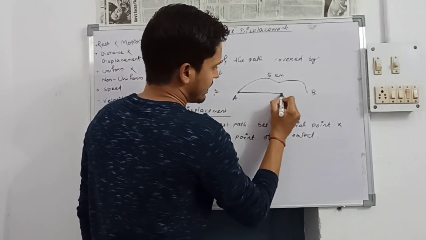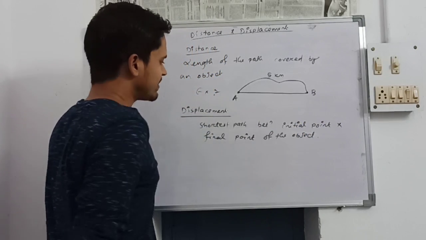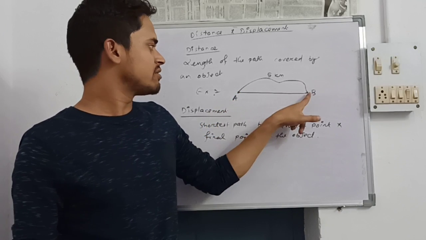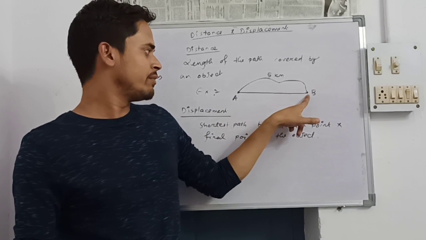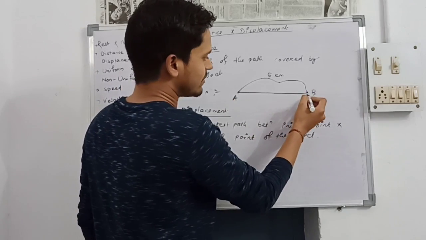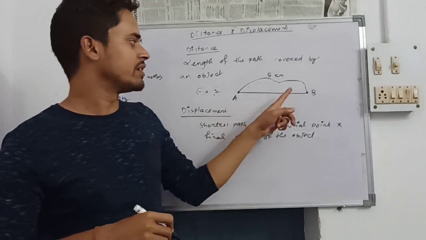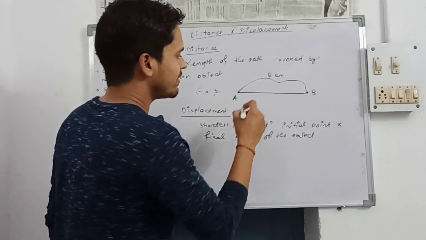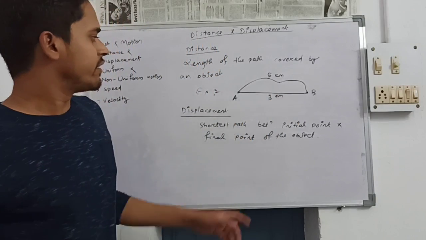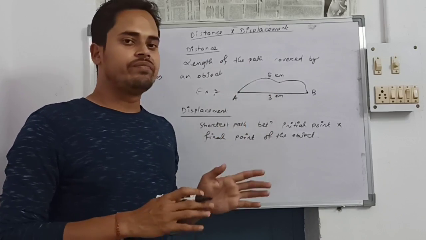The straight line distance. If you draw the straight line, this is the shortest path between the initial and final point. You started from here, the initial point, and you ended here. That is the final point. So the straight path between the two points, the shortest path, is called displacement. If it is 3 kilometers, then the displacement is 3 kilometers between A and B.